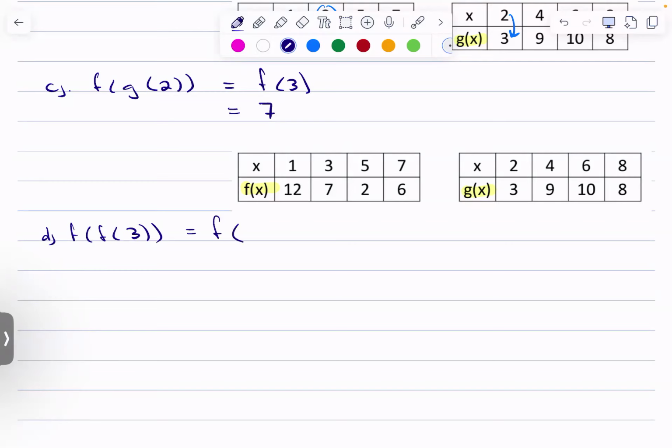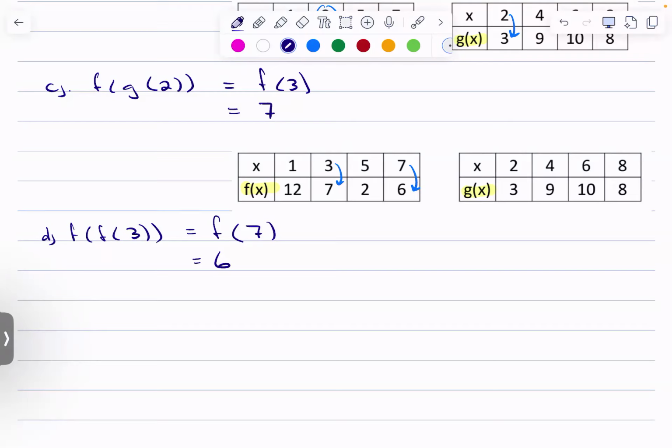My inside function is f, and my input is 3, so I get f of 7. Right? Now my input is 7 back into f, which means I get 6. Right? So you can even go back into its own function.